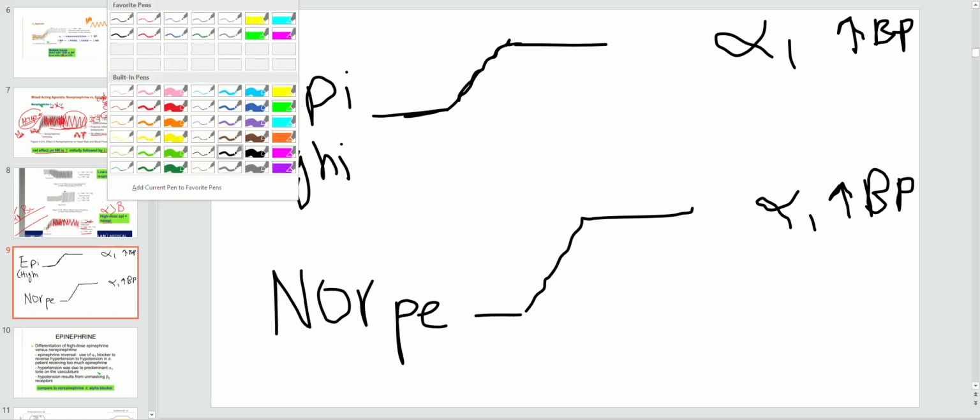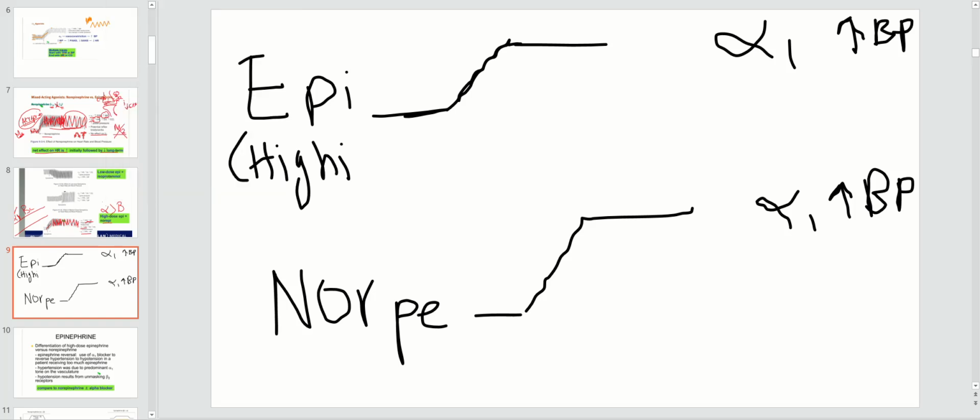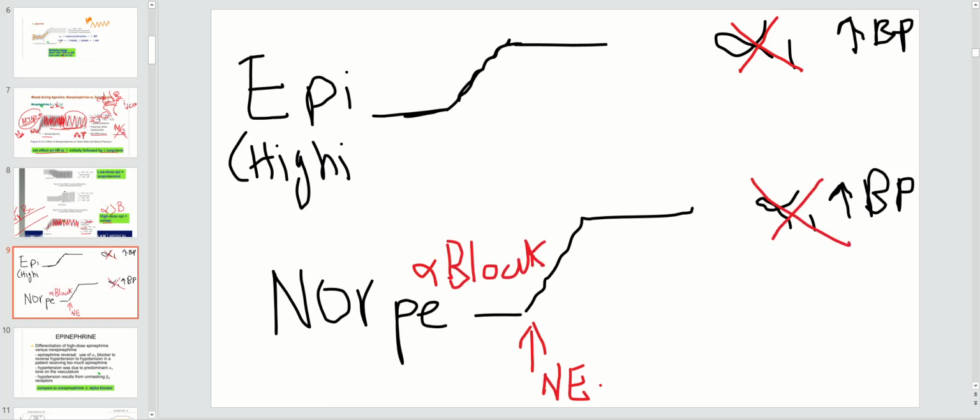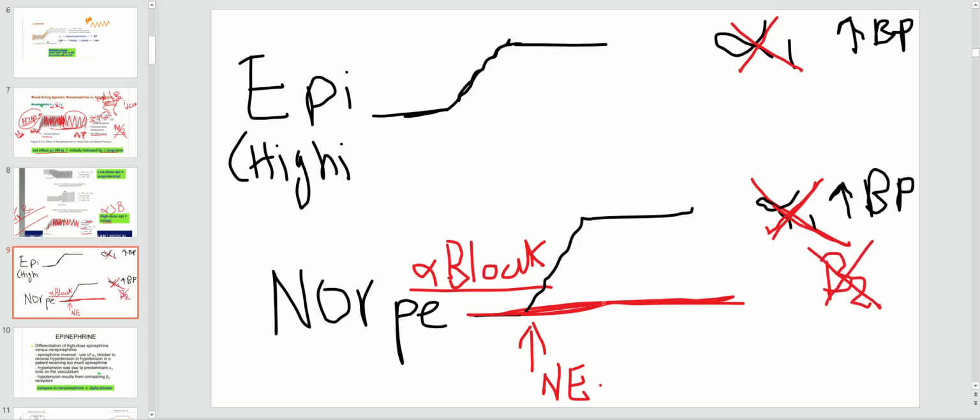You use the alpha 1 blocker. When you are using the alpha 1 blocker, you are basically cutting down the effect of alpha 1. So let's say in case of norepinephrine, I give the patient alpha blocker before giving the norepinephrine. What will the blood pressure be now? You have cut down the effect of alpha 1, so the blood pressure in case of norepinephrine will stay the same. This is the mean arterial pressure when you're using the alpha 1 blocker. It remains the same because you have cut down the alpha 1 effect and norepinephrine is not acting on beta 2.